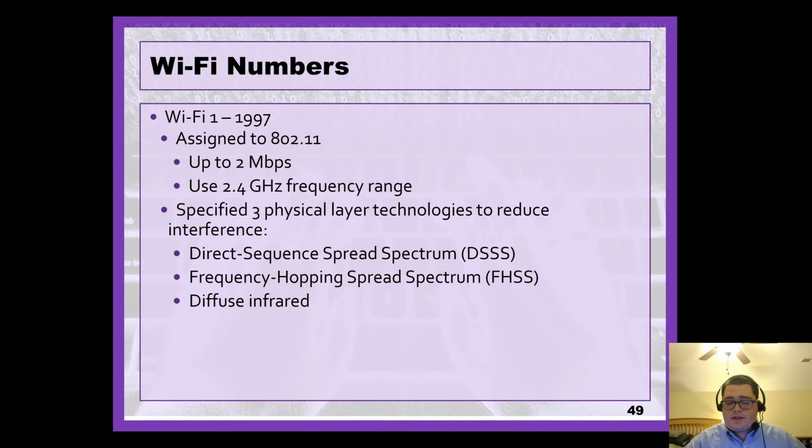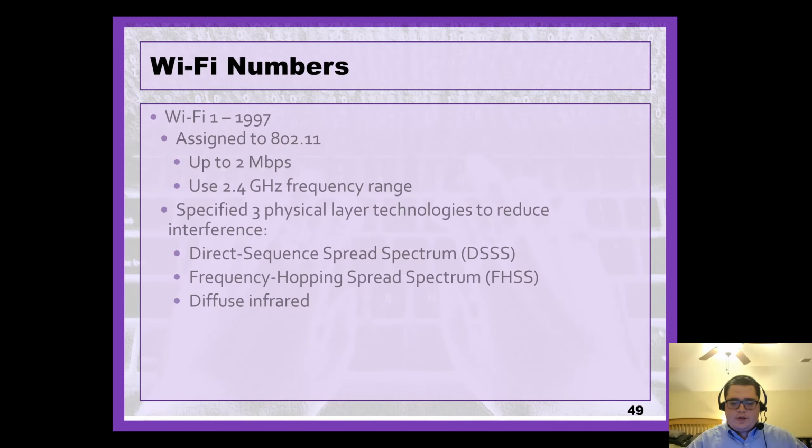Wi-Fi 1, established in 1997, is assigned to 802.11. It supports speeds up to 2 megabits per second and uses the 2.4 gigahertz frequency range. It specified 3 physical layer technologies to reduce interference: direct sequence spread spectrum, frequency hopping spread spectrum, and diffuse infrared. More information about these 3 technologies can be found in the link in the documents on the Google Drive or by Google searching.